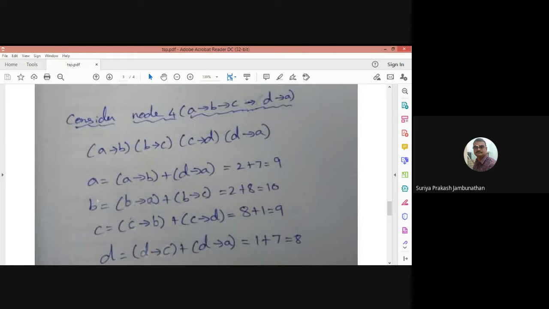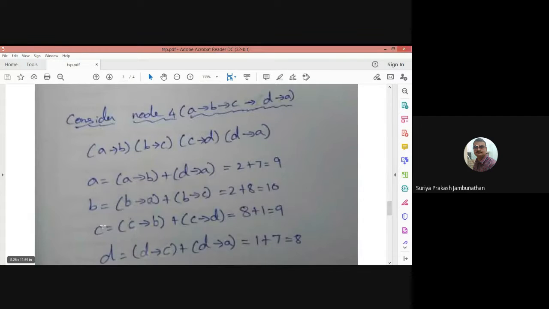Okay. When you are taking B, which 2 deal with B? A to B, that we are writing as B to A. Then B to C. So these 2 deal with node B. So we are taking these 2 and writing as 2 plus 8. So 2 plus 8, we are getting 10.